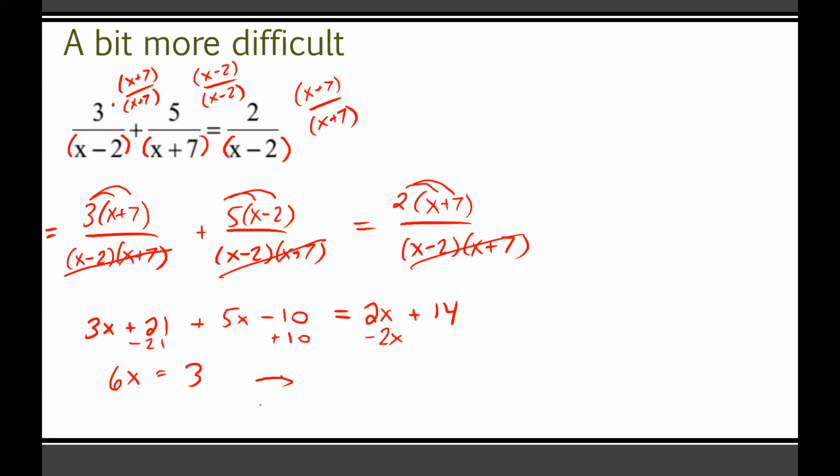Last but not least, though, we care about what 1x is equal to. So let's divide both sides of this by 6, and we're going to see x is equal to 3 divided by 6, which is just 1/2, or in other words, 0.5.